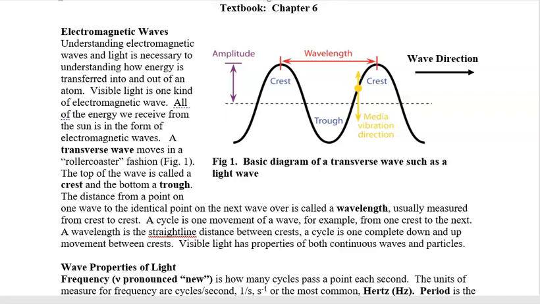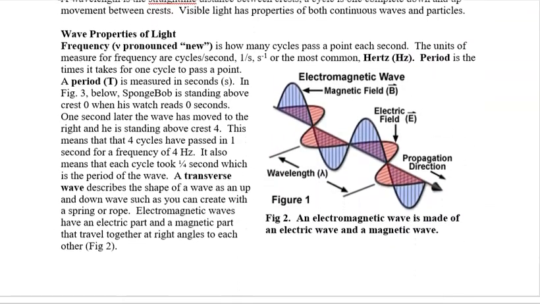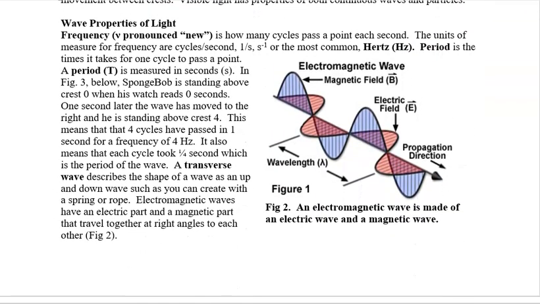All right, so a cycle is one movement of the wave, for example, from one crest to the next. A wavelength is the straight line distance between crests. A cycle is one complete down and up movement between crests. Visible light has properties of both continuous waves and particles. So we're going to talk about that. So first we're going to talk about the wave properties of light.